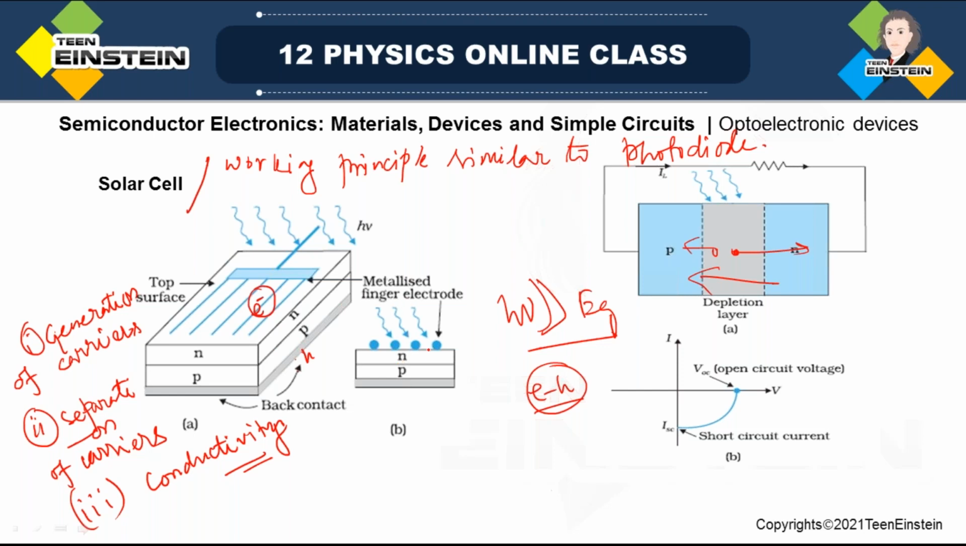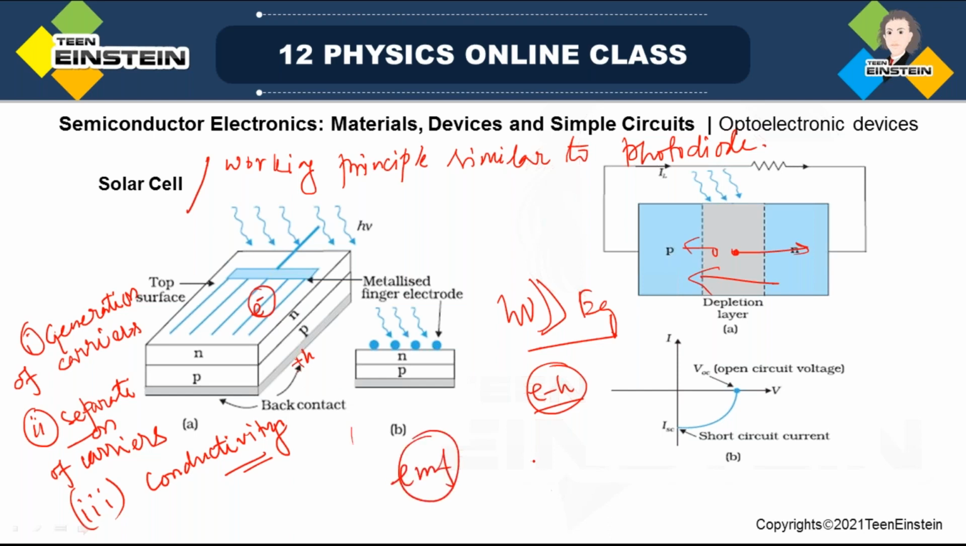So you can see here the electrons will be collected by this top electrode, or front electrode, and the back electrode will collect the holes. If this slab has a negative charge upward and positive charge downward, there is a charge separation, and due to that there will be EMF generated.